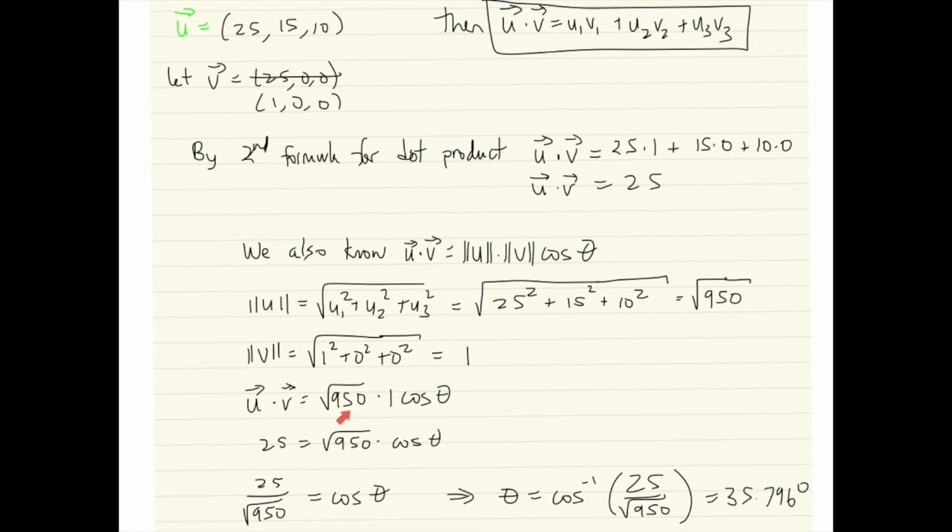The norm of u is the square root of 950, the norm of v is 1, and then we don't know, and we're trying to find, the cosine of theta. So we have this equation where the only variable now is cosine of theta, or theta, and then solving, we get that cosine of theta is this quantity here, and then using a calculator, we get that theta is 35.7 degrees, and that's the answer.